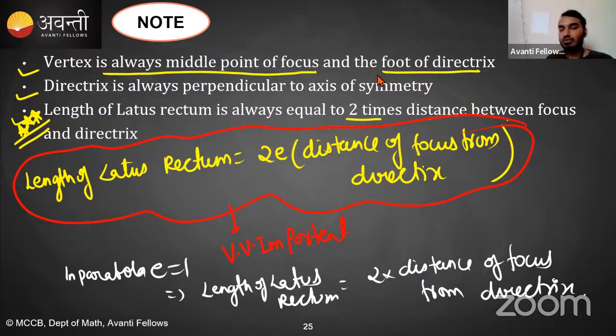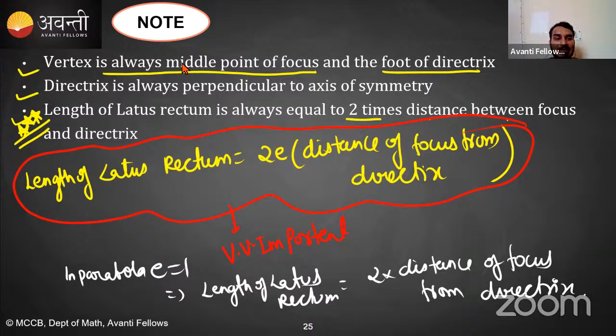Okay, so these 3 points you should always remember. What is the vertex? The vertex is the middle point of the focus and the foot of the directrix. The directrix is perpendicular to the axis of symmetry, and the length of latus rectum is always equal to 2 times the distance between focus and directrix. In general, 2 times the distance of focus from directrix. Okay, clear? These 3 points are not only valid for the standard equation of parabola. These are valid for any parabola. As long as it is a parabola, these 3 points are always valid.